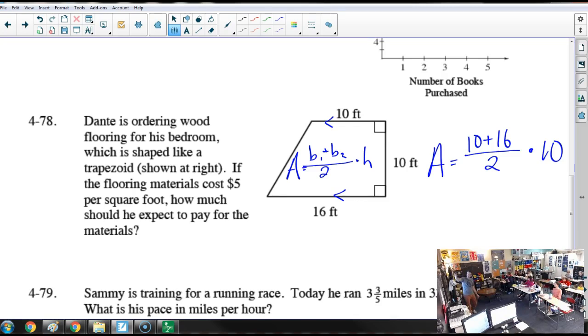Because if I split this shape up, so I'm trying to get you out of here real fast, what's a 10 by 10? It's 100. And if this is 6 by 10, this is half of 60, so it's 30. Your area should be 130.